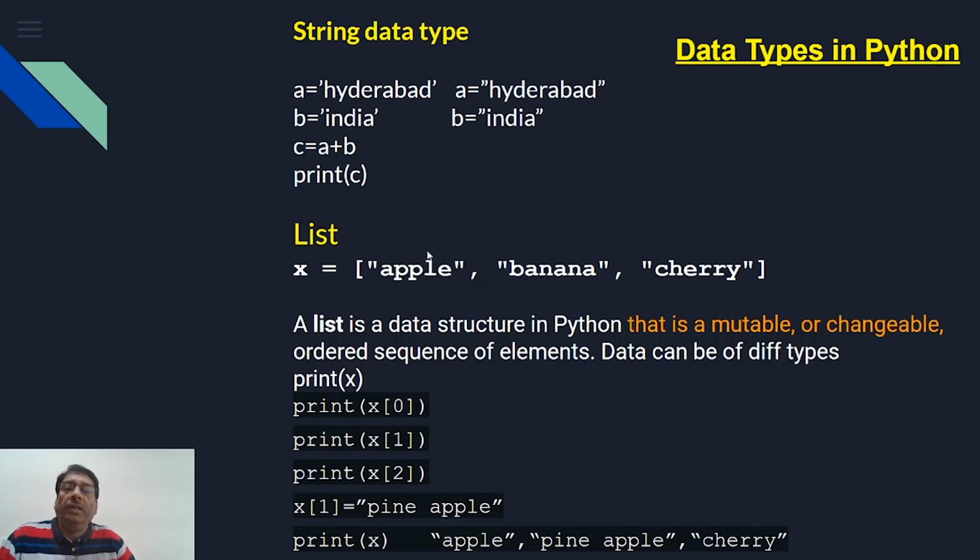So you can have in a list the values which can be of the same data type, which can be of different data types and so on. As I said, it is mutable or changeable. You can have a change in the values after you create a list. Okay, then we'll move on to the next data type.